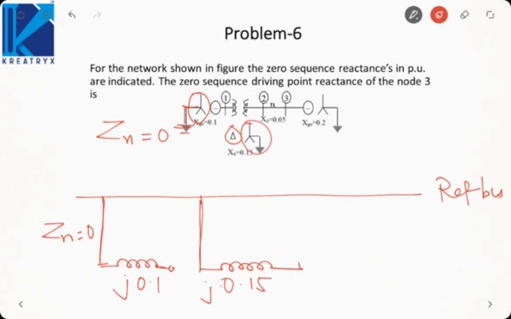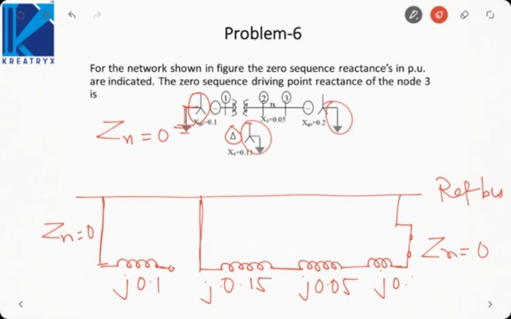Then the transmission line will be J0.05. Then again the generator is there and its neutral is grounded. So we will have the generator reactance like this. The neutral is grounded, so here Zn is 0. This is J0.2. Here we have our bus number 3.